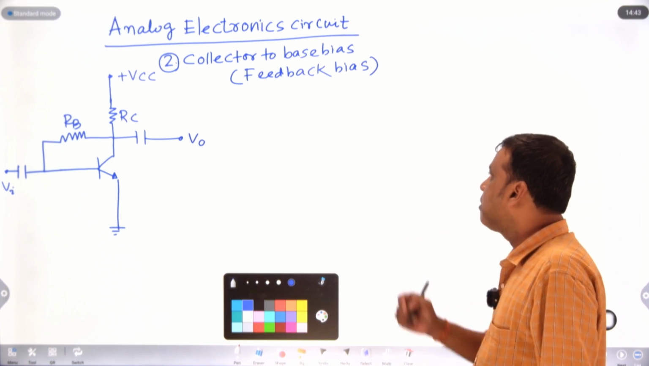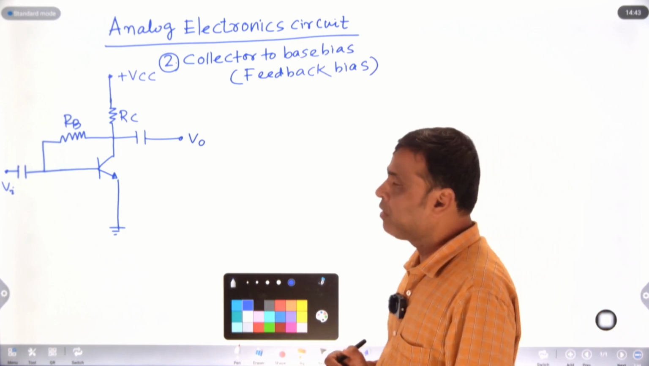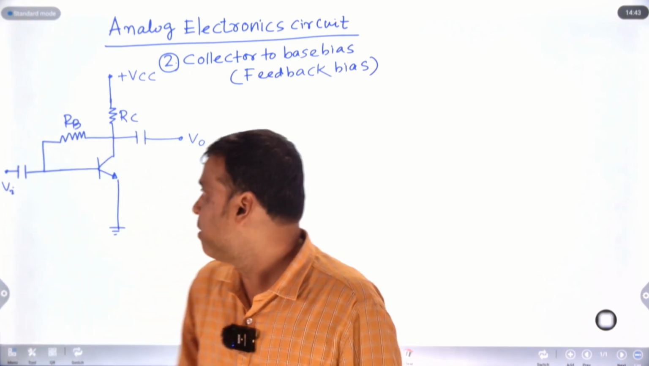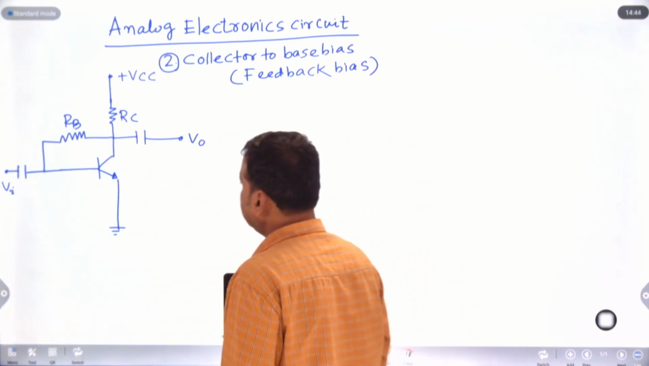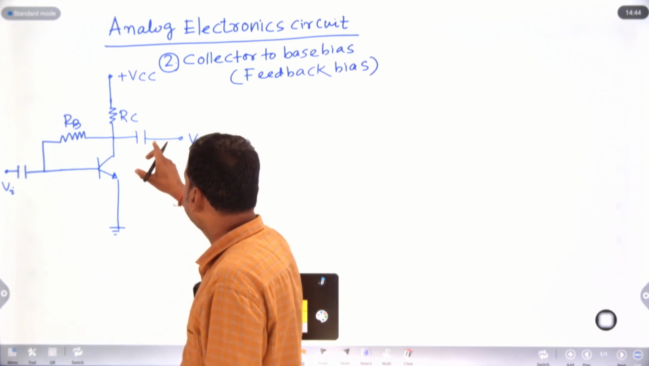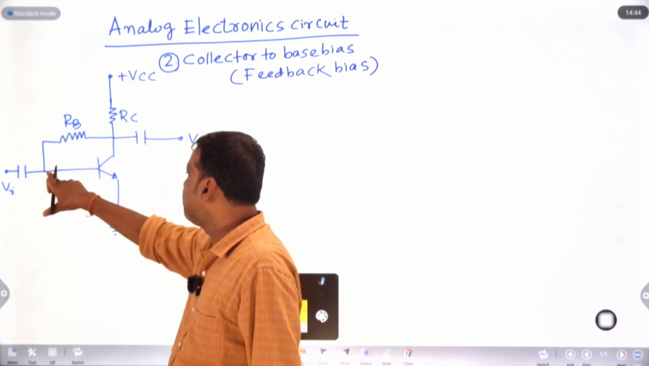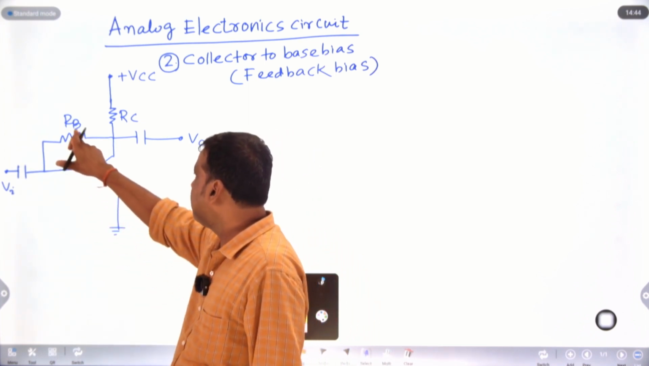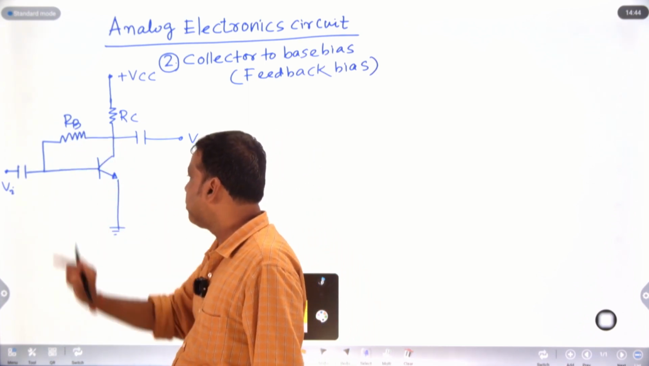Then another biasing method is the collector to base bias. In collector to base bias, we can say that it is a feedback bias. So why is it called feedback? This is the input and this is the output, and there is a path from output to input. We can say that this is a feedback path. Here the resistor RB is connected between the output and the input.